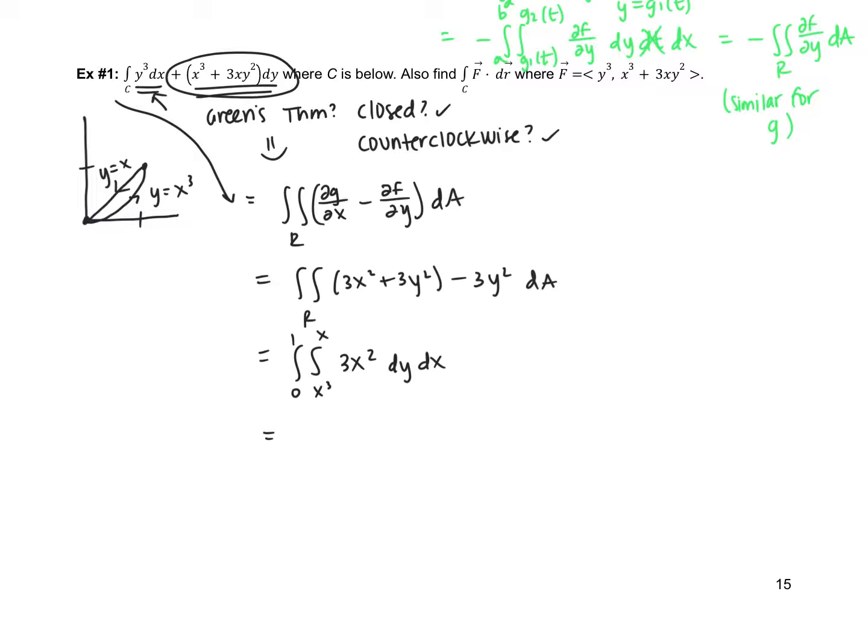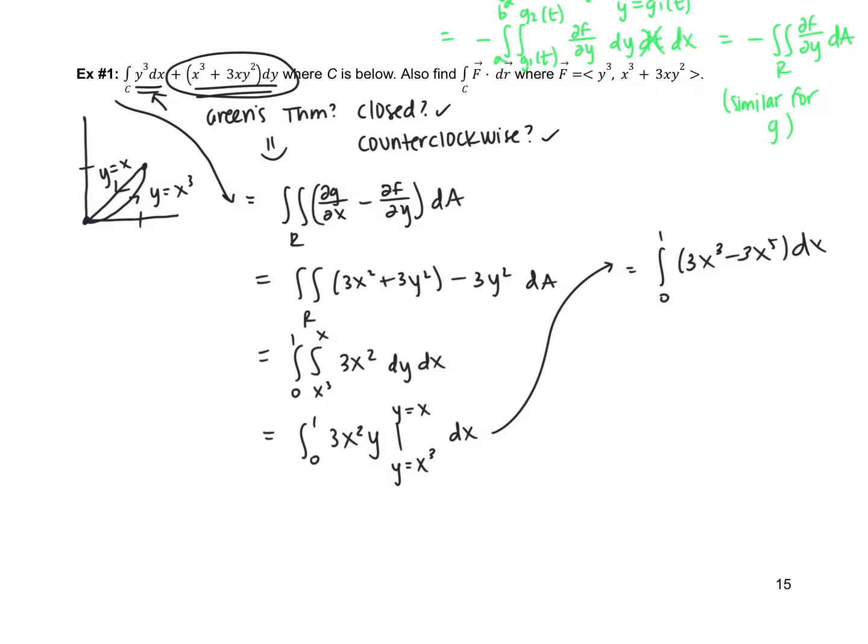Okay, so then integrating with respect to y, I get 3x squared y from y equals x cubed to y equals x. So that gives me then 3x cubed, subtract 3x to the 5th. And then when I integrate and evaluate again, I get 1/4. So that was the first part of the question.